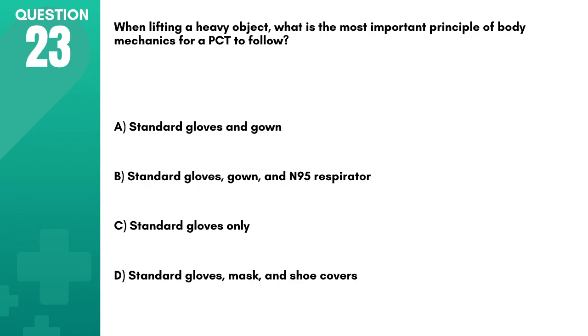Question 23. When lifting a heavy object, what is the most important principle of body mechanics for a PCT to follow? A. Bend at the waist, keeping legs straight. B. Lift with your back muscles to get a strong pull. C. Keep feet close together for a stable base. D. Bend your knees and hips, keeping your back straight.